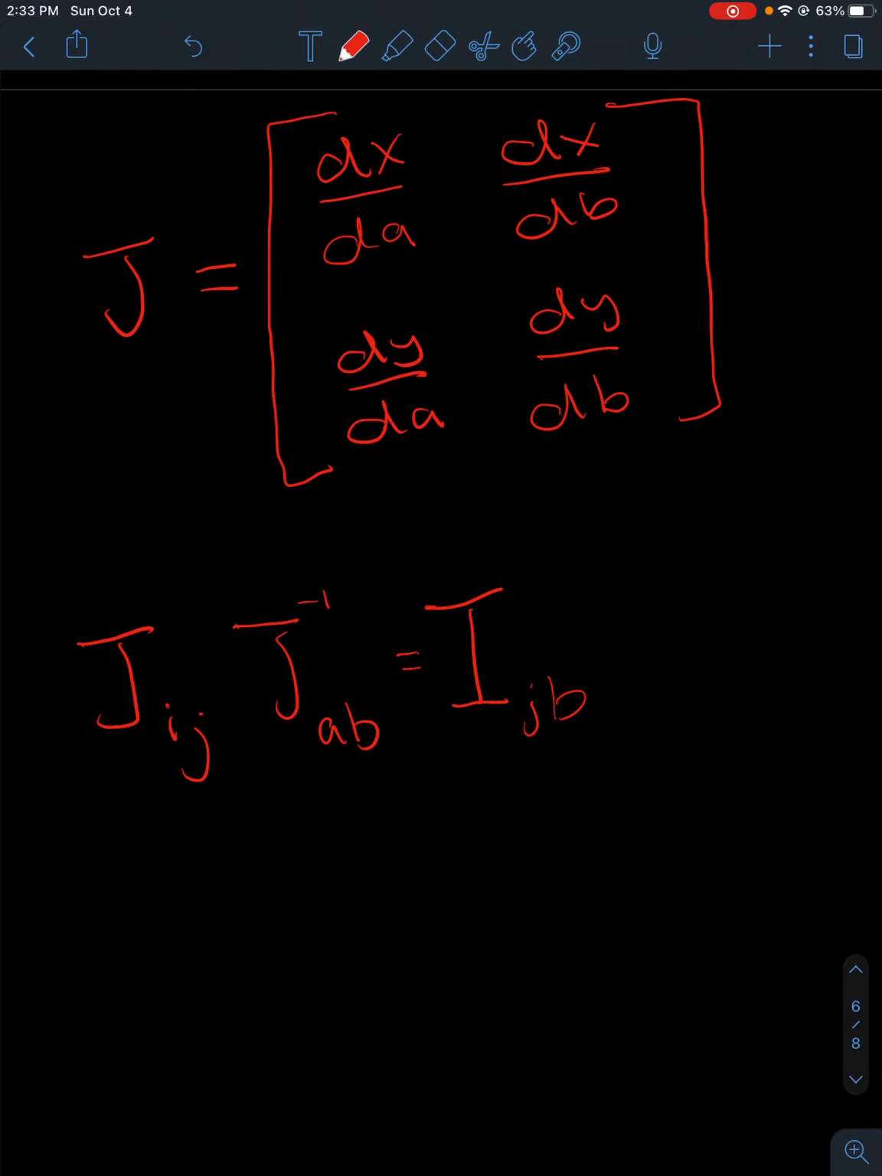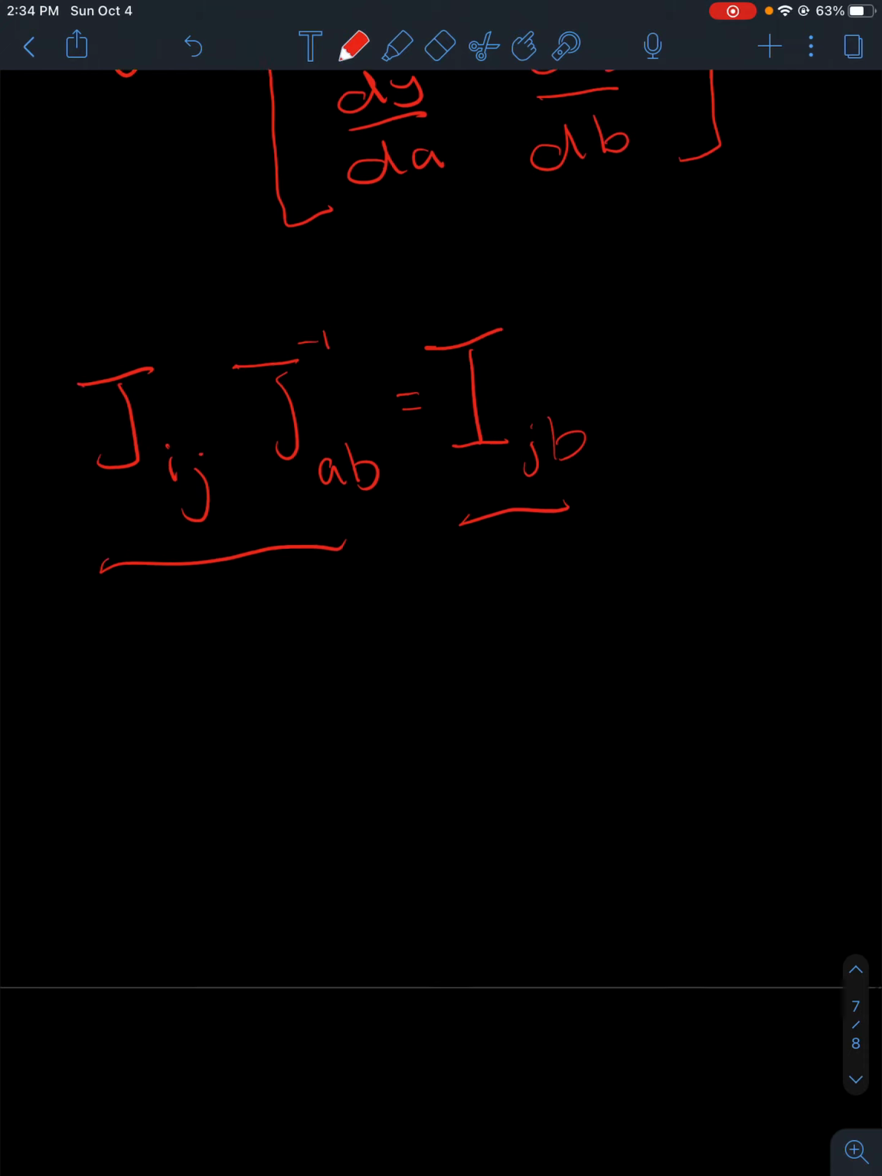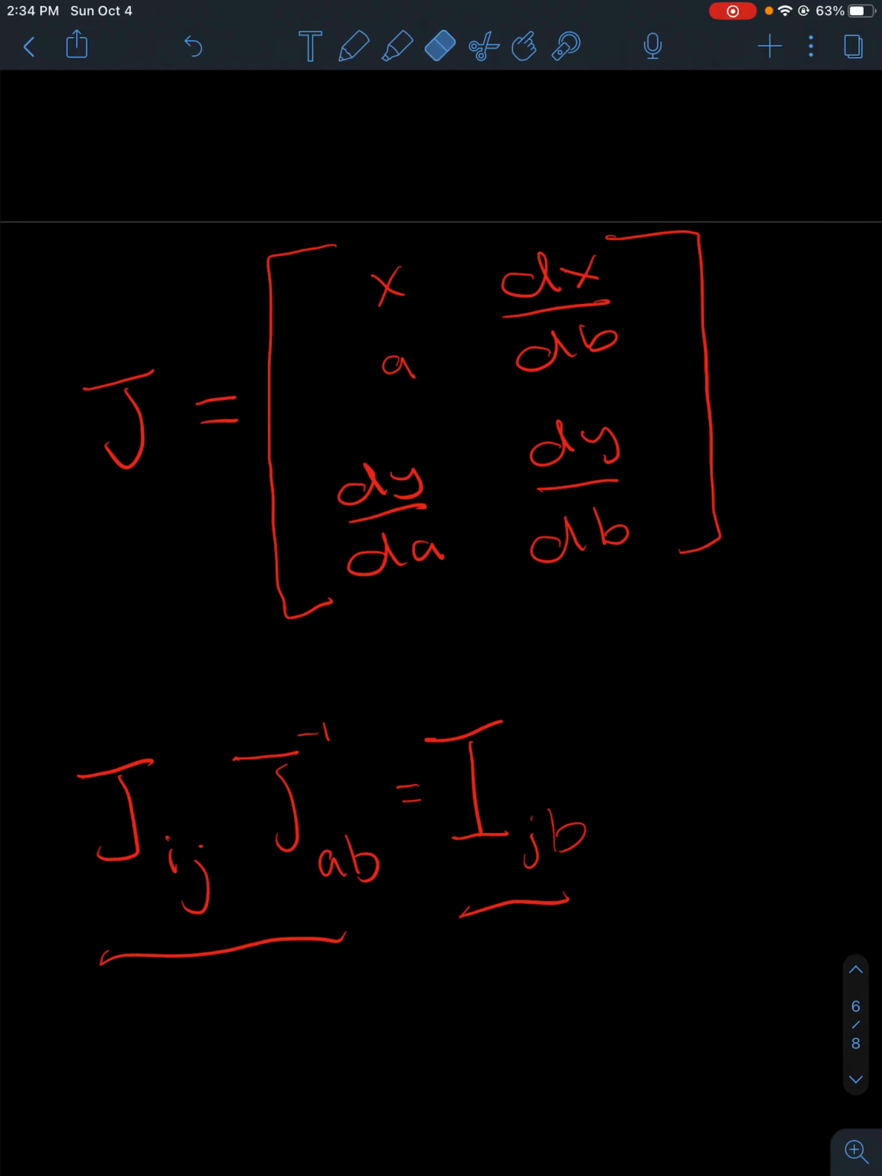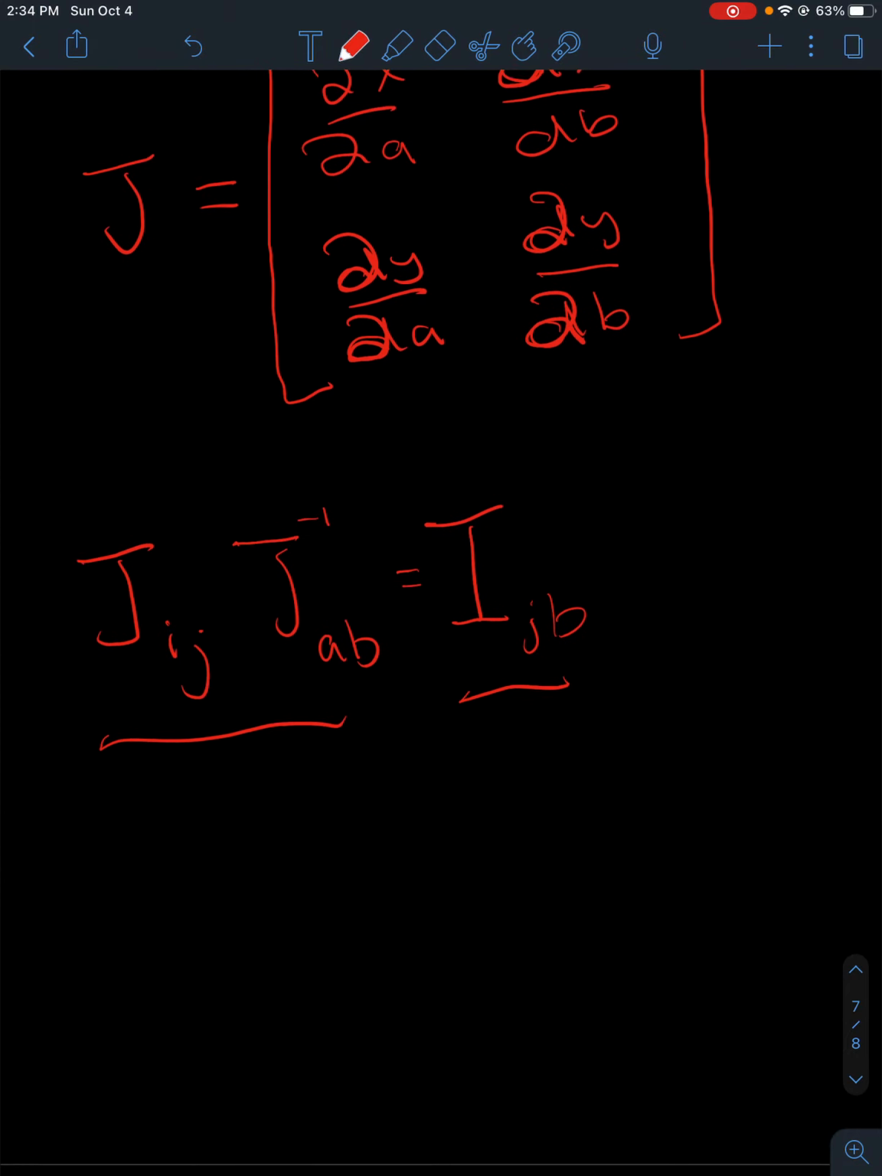So, multiplying these two out should give us the components of the identity matrix. How can we prove that? Sorry, they should be partial derivatives, not normal derivatives. I always make that mistake. They should be partial derivatives.